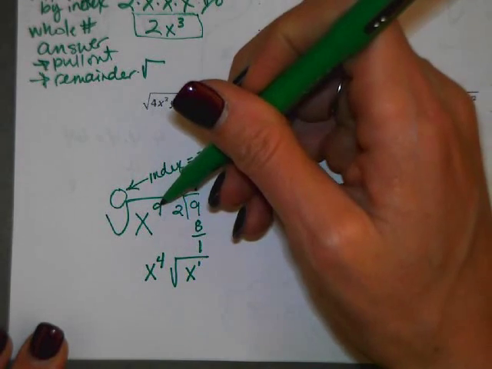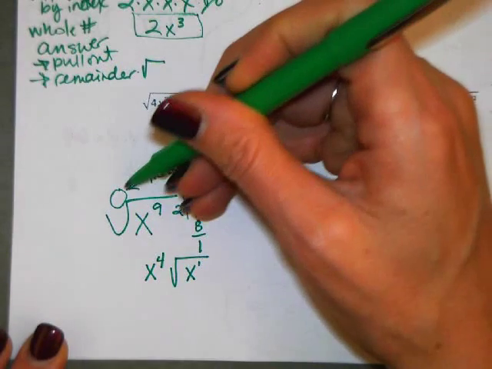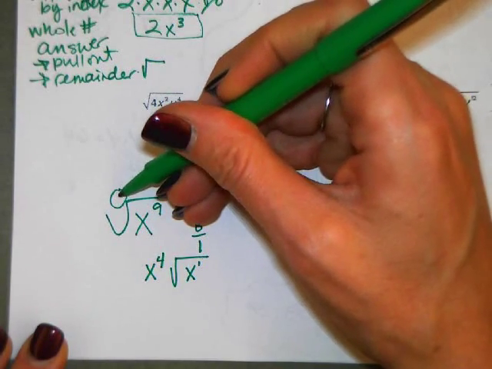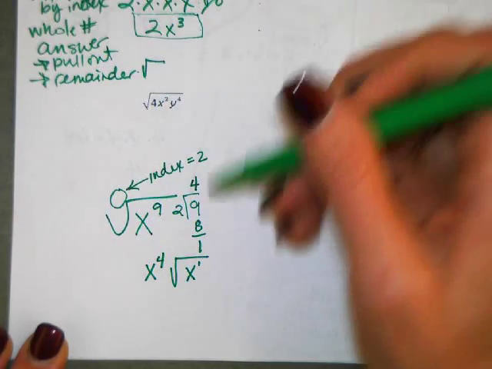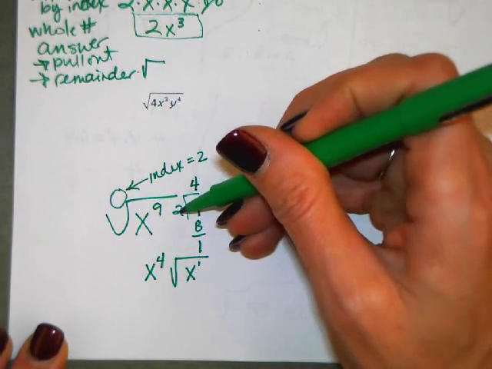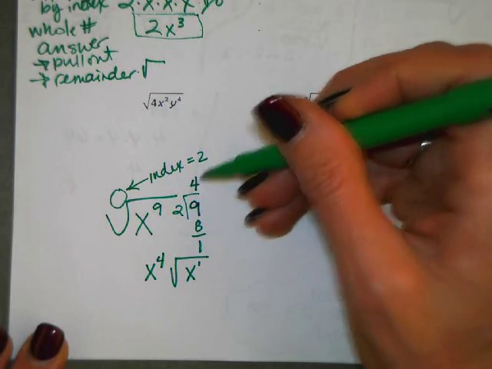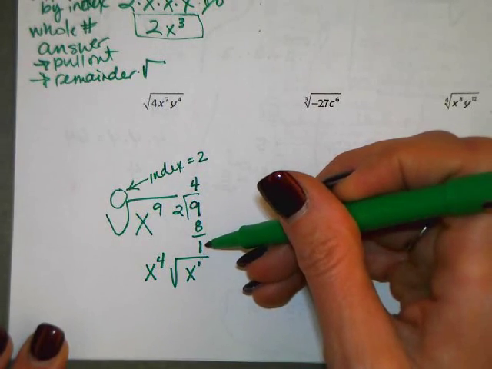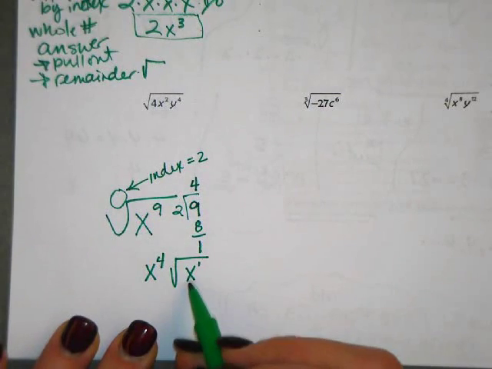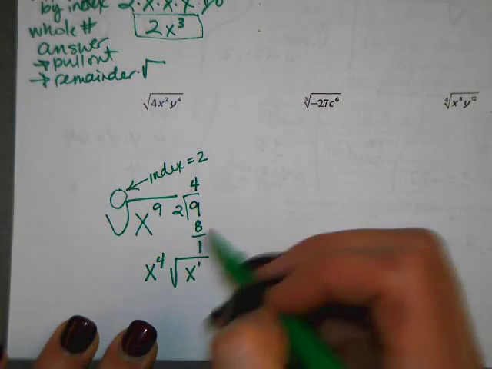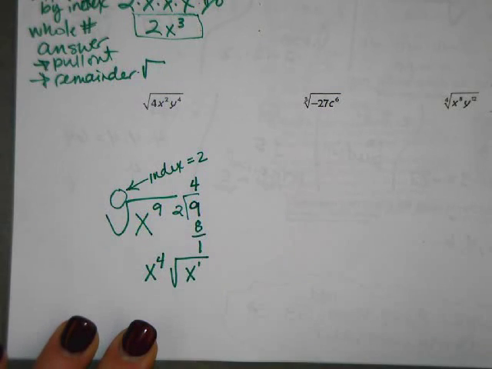Okay, so I take my exponent, I divide it by my index. If you don't see anything, remember your index is implied too. So I take 9, and I divide it by my index. I'm going to get 4. I have a remainder of 1. So therefore, I have an x with 1 underneath the radical sign, and I have an x to the 4th outside the radical sign.